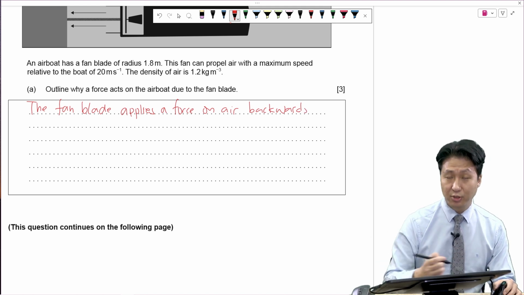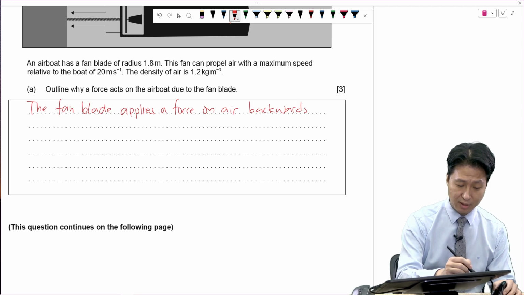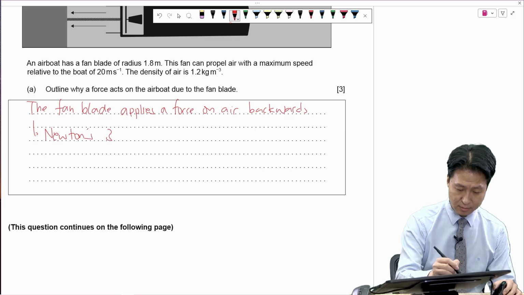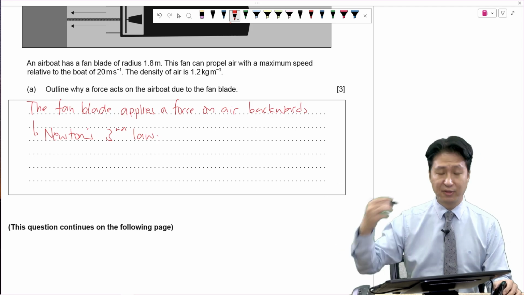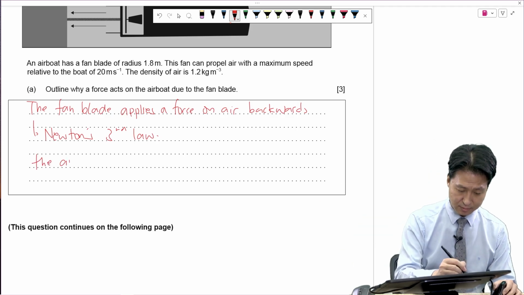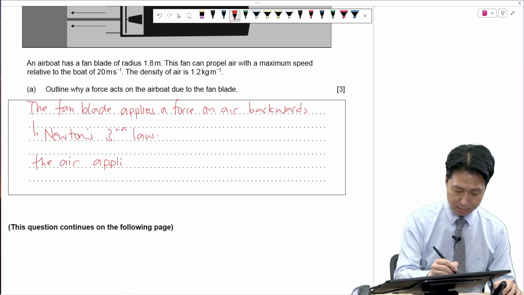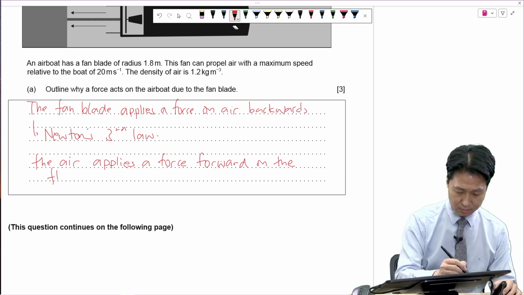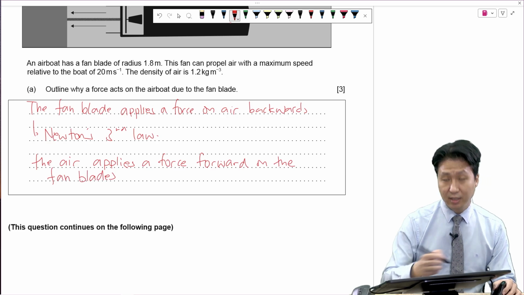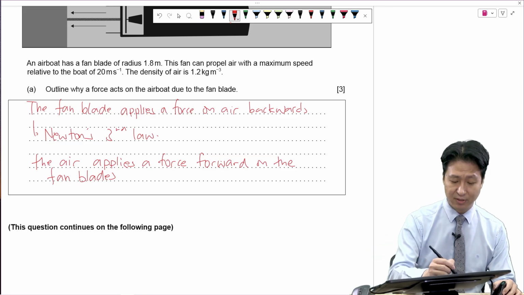Number 2, according to Newton's third law, so you mentioned something about Newton's third law, the air applies a force forward on the fan blades. And you should probably mention something about it being an equal and opposite force.